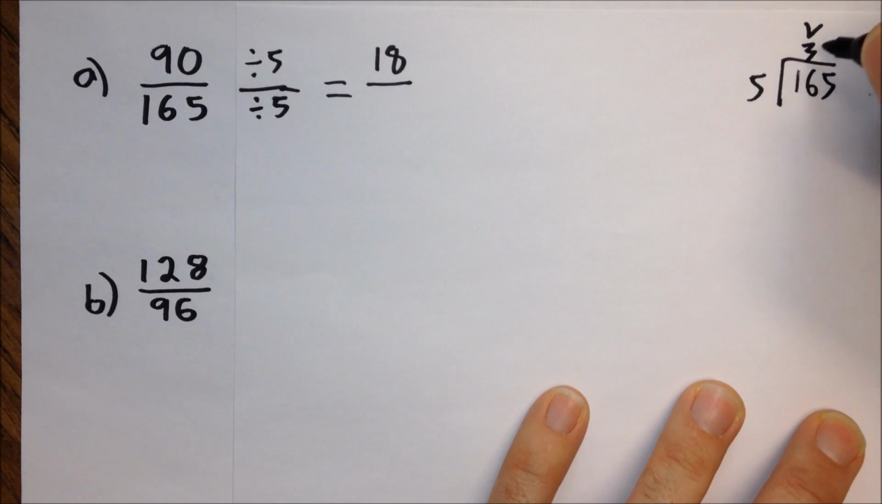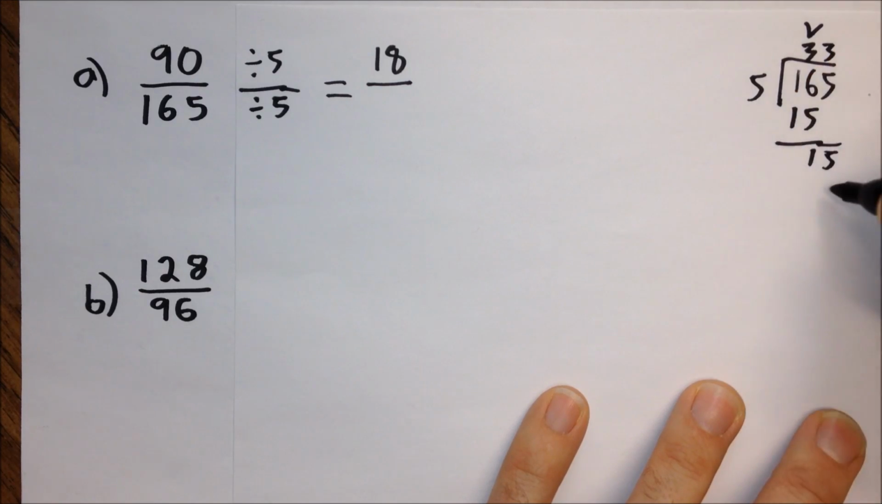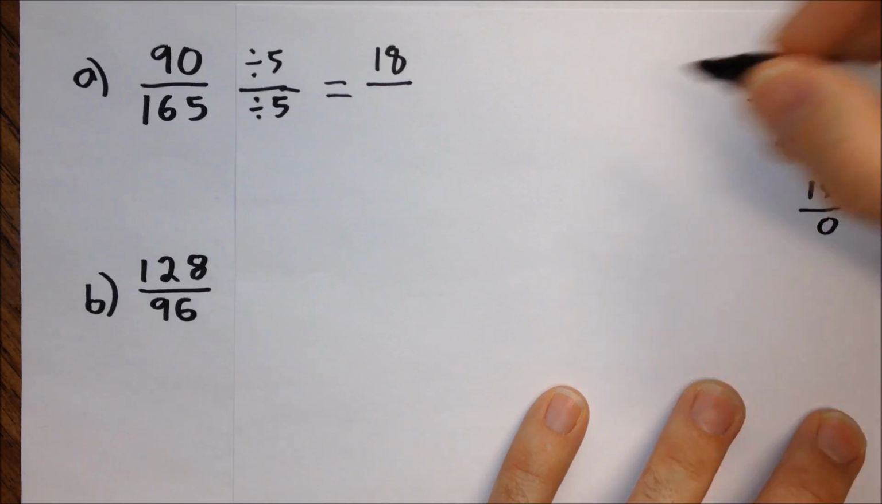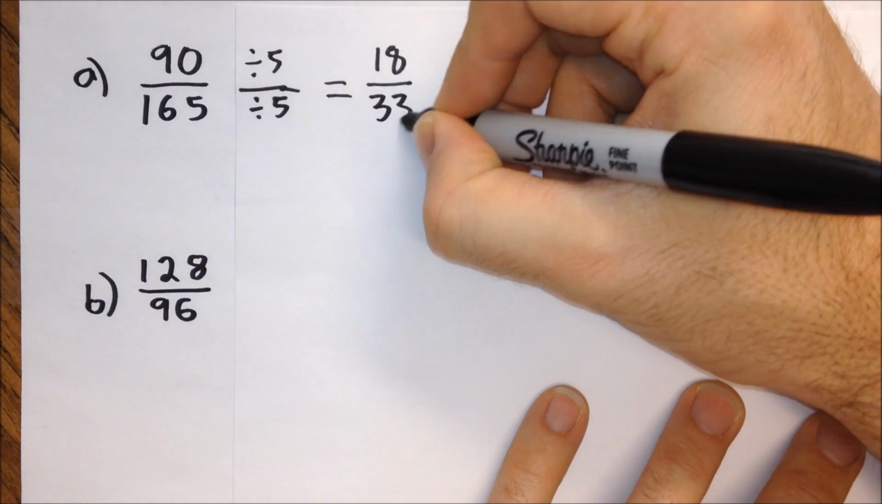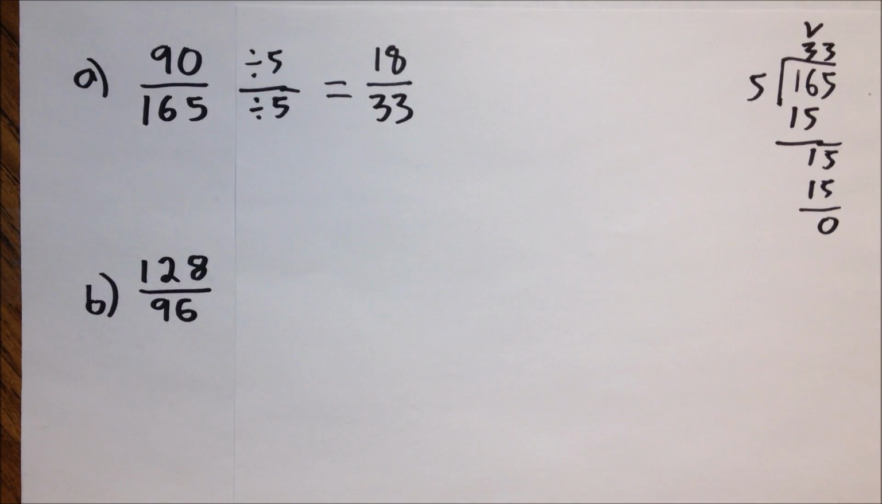It goes in here 3 times. That gives me 15, and a remainder of 1, and then I have a 5 here. And then I get another 3 times, which is 15. It gives me 0. So it looks like 33 is what we get for our denominator. So you have an 18 on top and a 33 on bottom.